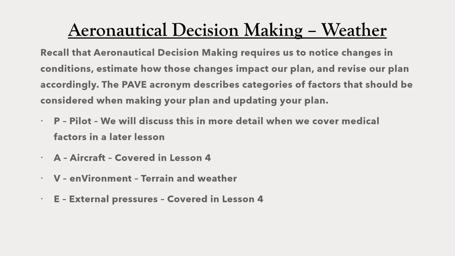And in a previous lesson, we talked about this PAVE acronym, which describes 4 categories of factors that we need to be considering when we're making plans and updating plans. The lesson today is going to talk about the E in PAVE, which stands for environment. The other categories were discussed in lesson 4 or will be discussed in a future lesson.